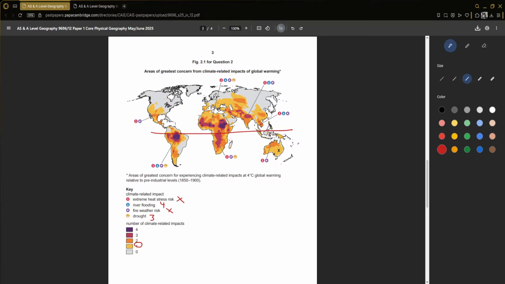An interesting thing to point out in the mark scheme is that you get 2 separate points for mentioning that. So number 1, you have to talk about how around the equator there is a higher number of climate-related impacts, and you get another mark for saying that as you move away from the equator towards the northern hemisphere, the number of climate-related impacts decreases.